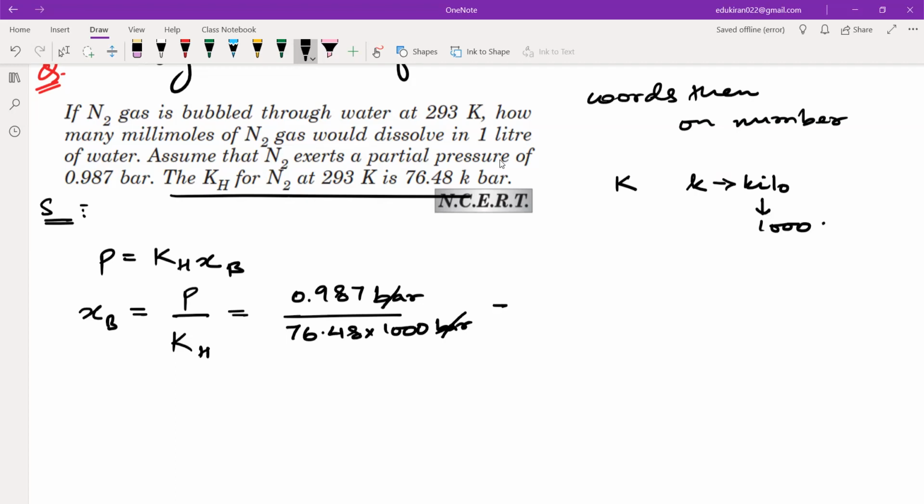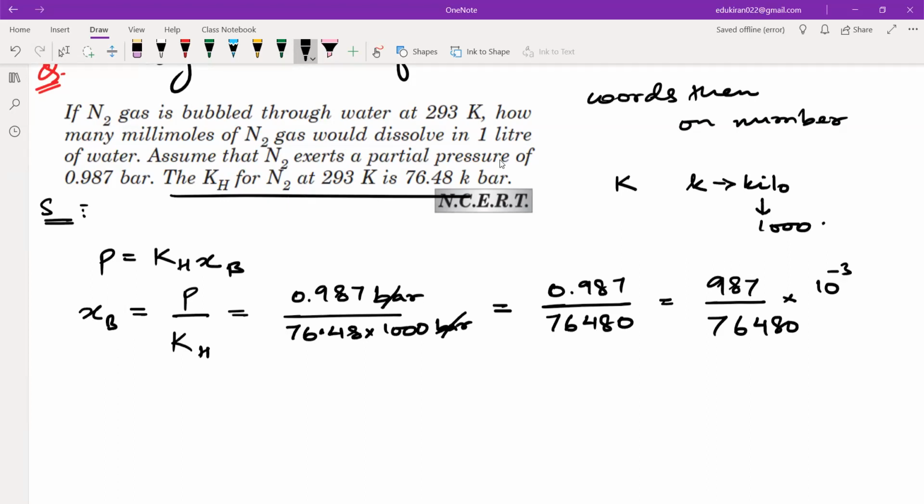Now this is also correct in terms of units because mole fraction will not have any units. So I can write 0.987 divided by 76480. Here we have a decimal point, we moved it ahead by 3. Now you can write this as 987 divided by 76480 into 10 to the power minus 3. We have replaced the 3 decimal places, that is why 10 to the power minus 3.